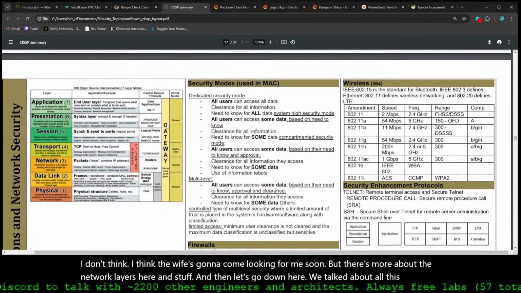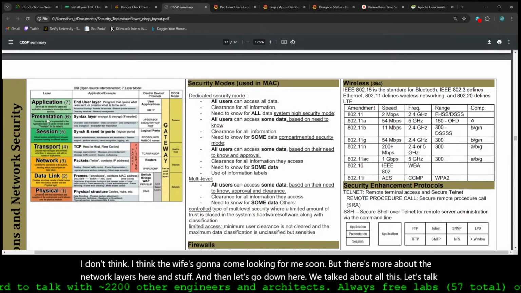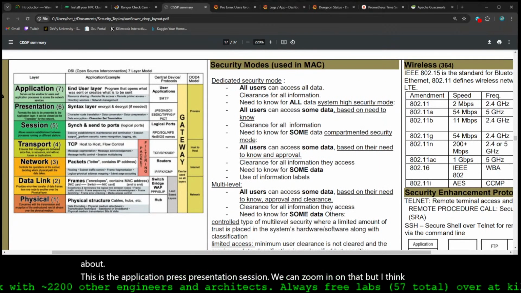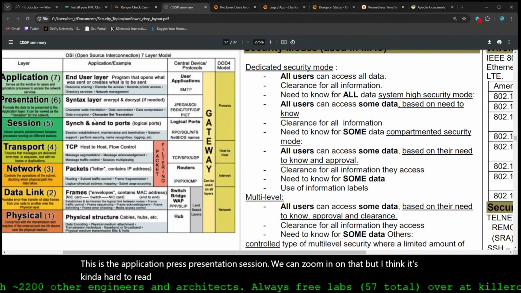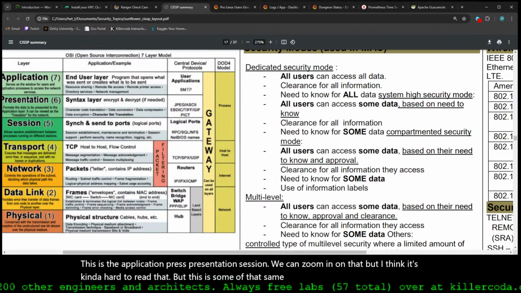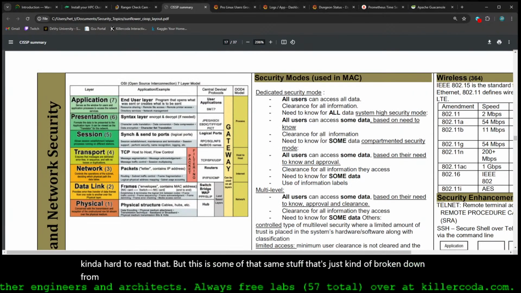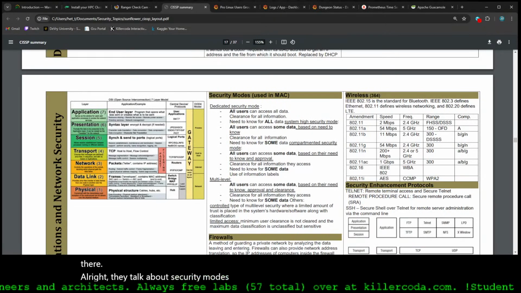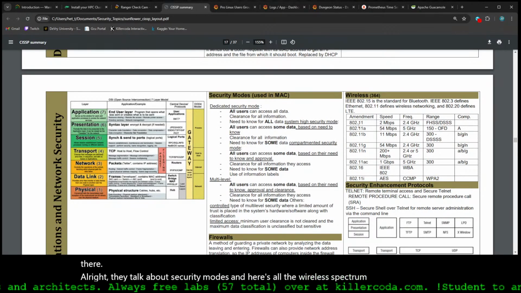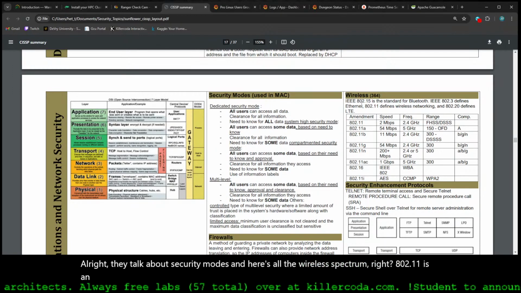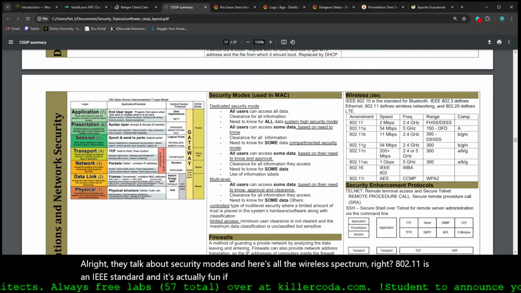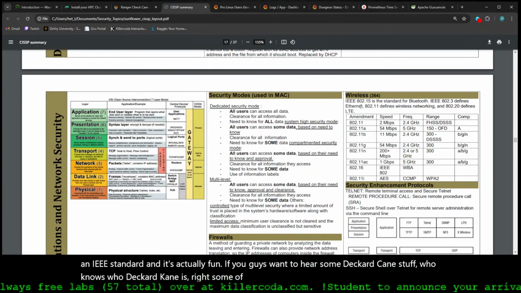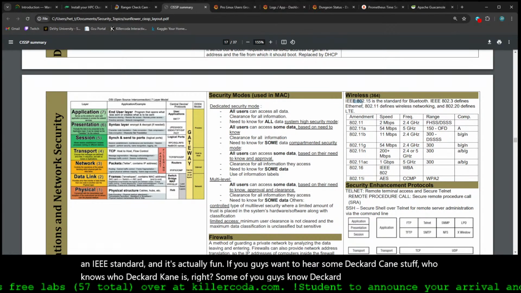Let's talk about this, the application, presentation, session layers. We could zoom in on that, but I think it's kind of hard to read. But this is some of that same stuff that's just kind of broken down from there. All right. They talk about security modes, and here's all the wireless spectrum. 802.11 is an IEEE standard, and it's actually fun if you want to hear some Deckard Cain stuff. Who knows who Deckard Cain is? Some of you know.